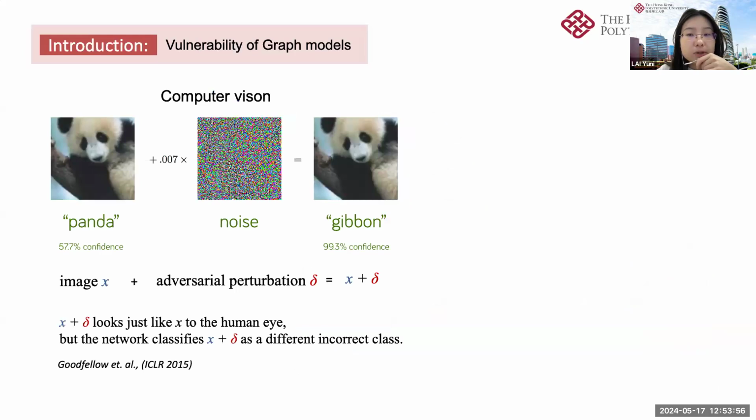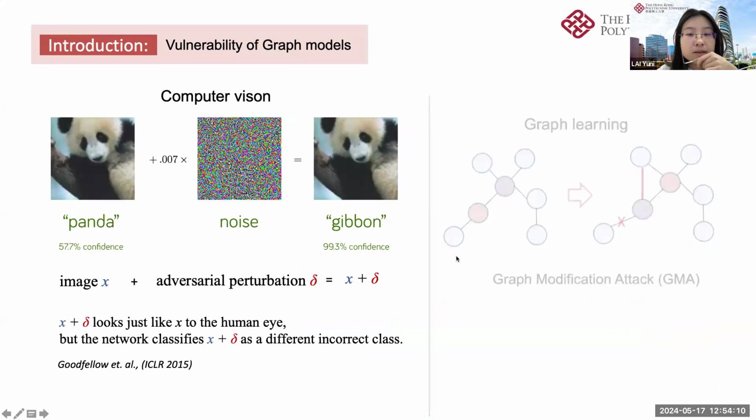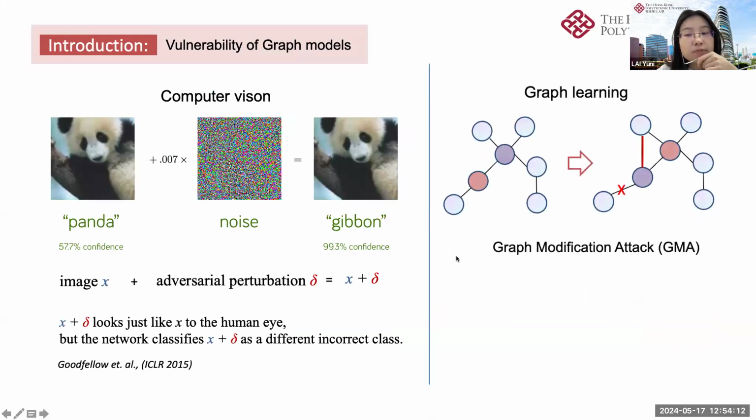However, graph models are vulnerable to adversarial attacks. As we all know, in computer vision, the panda can be misclassified if we add some noise to the image. This problem is also found in graph learning models. If we add or delete some edges on a graph, this graph modification attack can alter the results of node classification.